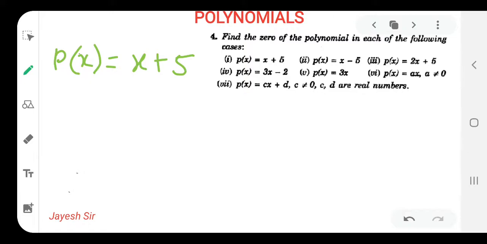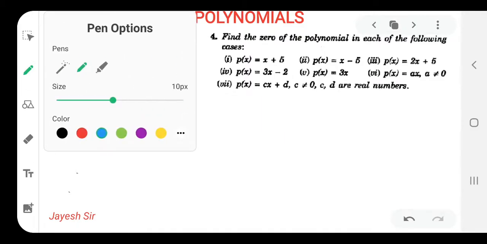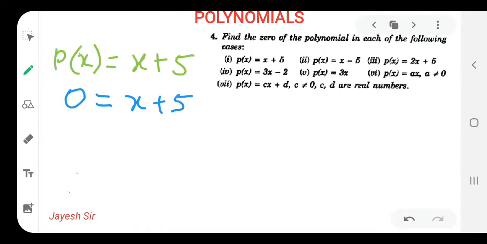Now what we have to do, we have to find zeros of the polynomial. That means p of x should be 0. Here I am putting 0, and x plus 5 as it is. Now further we need to solve plus 5. Plus 5 goes that side after crossing the border. That means plus 5, if it goes that side of the equals to, what will it become? It will become minus 5. Yes friends, so the value of x would be minus 5.